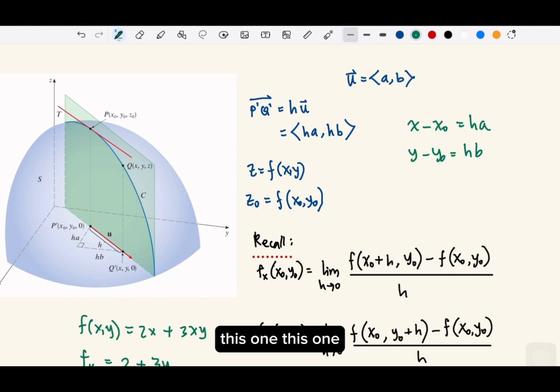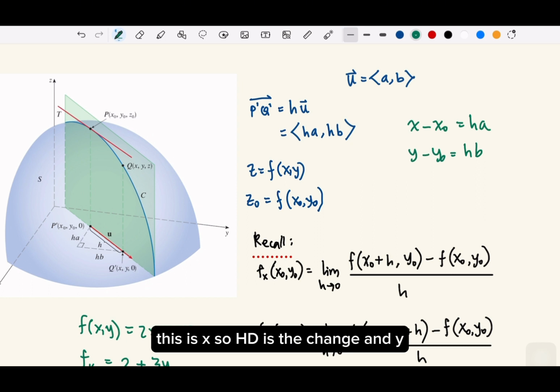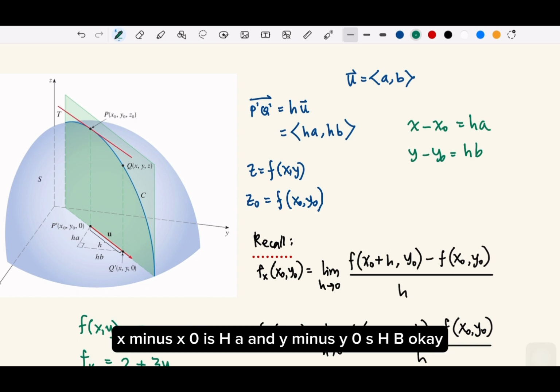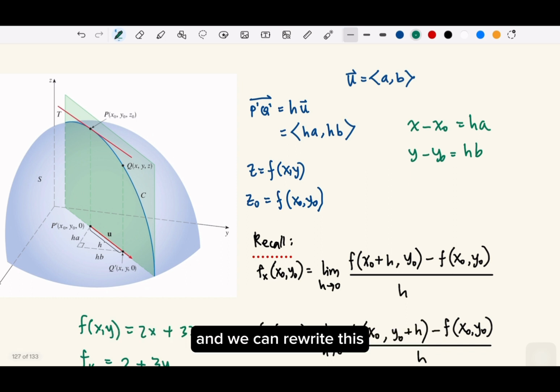So if we have x y, x0 y0, this triangle, this distance here, it means that this is y, this is x. So HB is the change in y, HA is the change in x. So I can write x minus x0 as HA and y minus y0 as HB, and we can rewrite this.